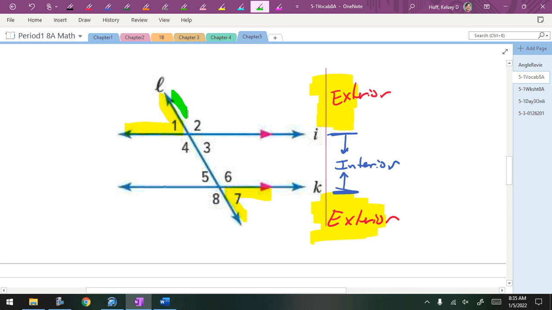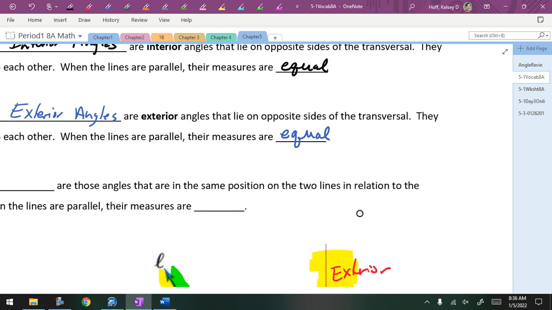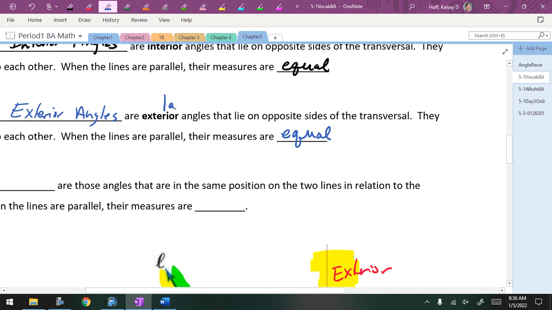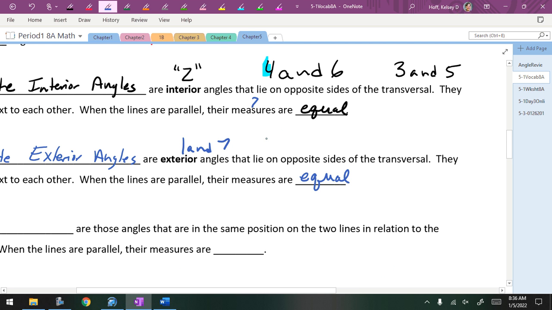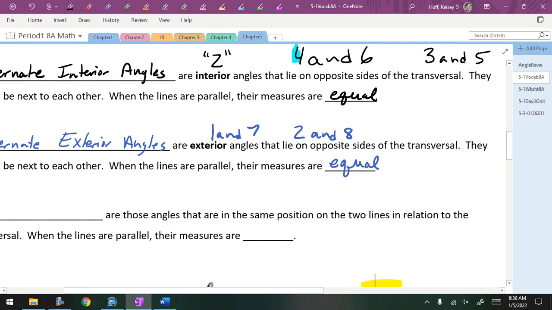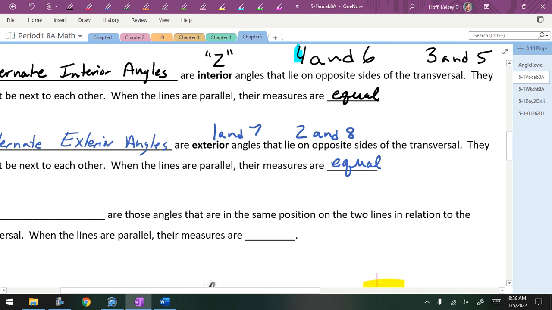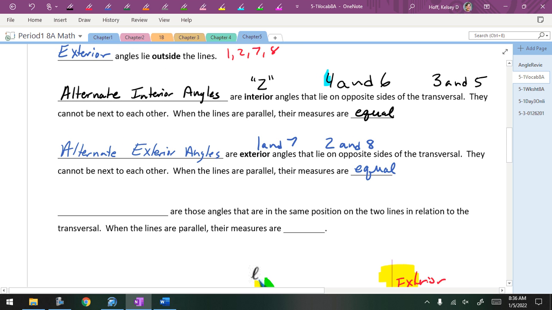They're just really far apart from one another. Okay? And angle 2 is an exterior. What's an angle that's completely opposite of angle 2? Angle 8. Very good. Okay, so go back up to your alternate exterior angles. We said 1 and 7. 2 and 8. That's totally fine. More so that you know what it means. If you know what it means, then you're totally good.